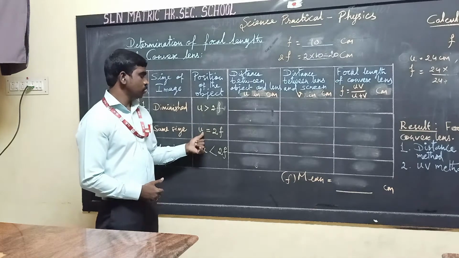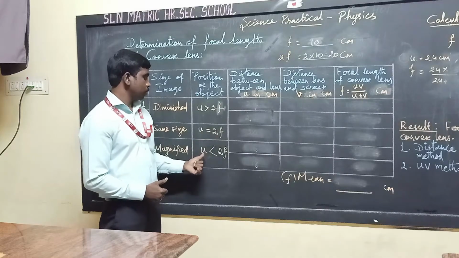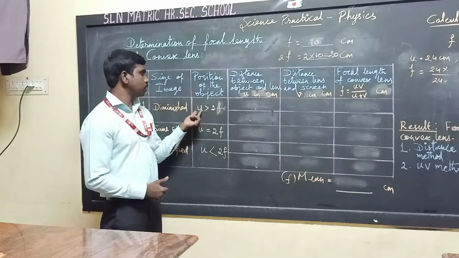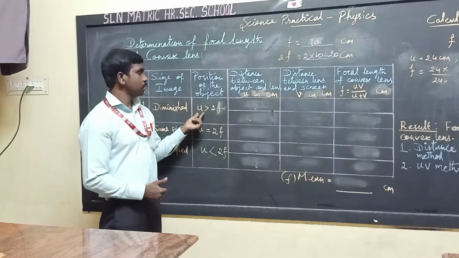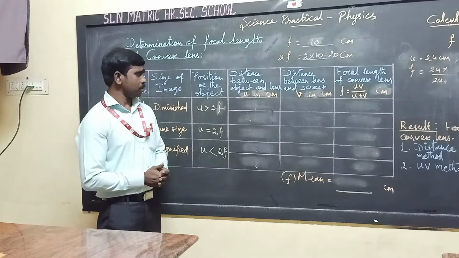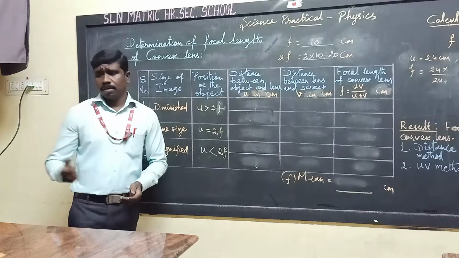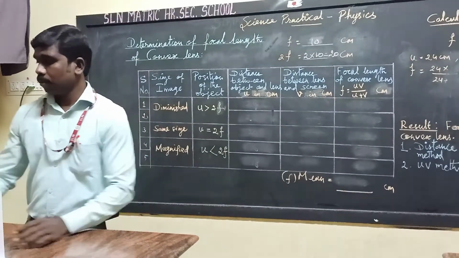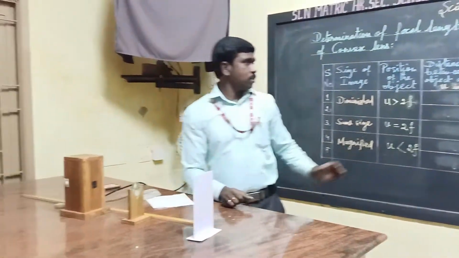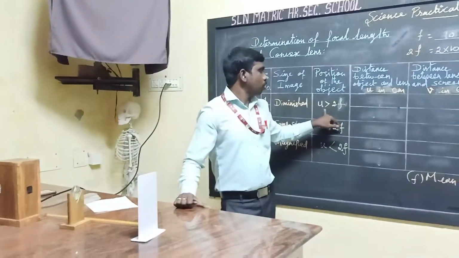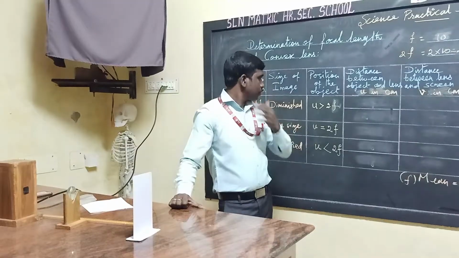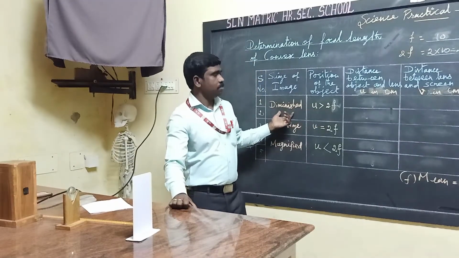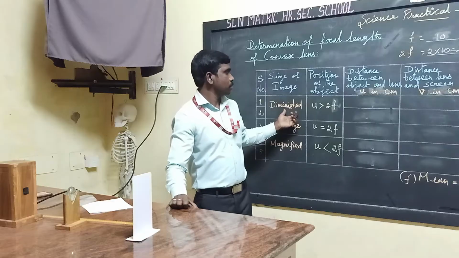Second condition, u is equal to 2f. Third, u is less than 2f. Here we know the value of u. What is meant by u? u is nothing but the distance between the object and the lens. From this condition, we collect a diminished image of an object.